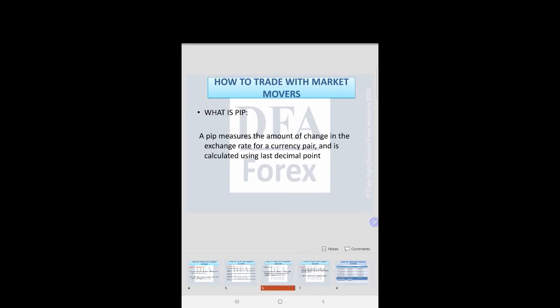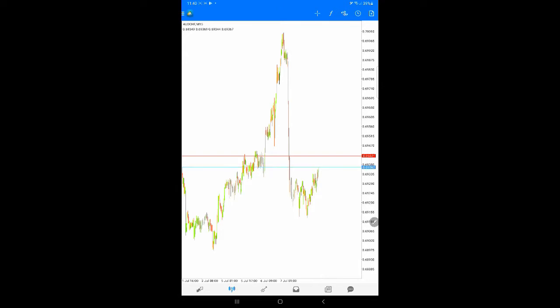Sorry. Pip is a measurement of the amount of change in the exchange rate for a currency pair and is calculated using the last decimal point. Okay, let me give a practical example of what that means. Okay, and we'll have something like this, the chart, right? Pip is just the amount of change in the exchange rate.